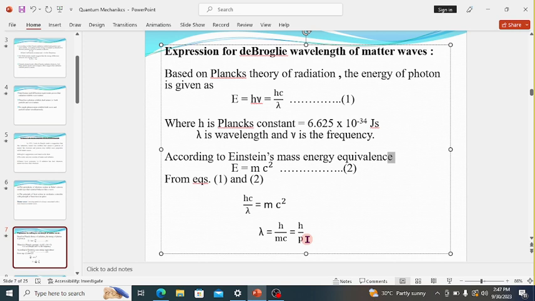p means nothing but momentum. Momentum is equal to mass into velocity. But what is c here? Velocity of light, and only photons can travel with the speed of light. This is the expression for de Broglie's wavelength only for photons.